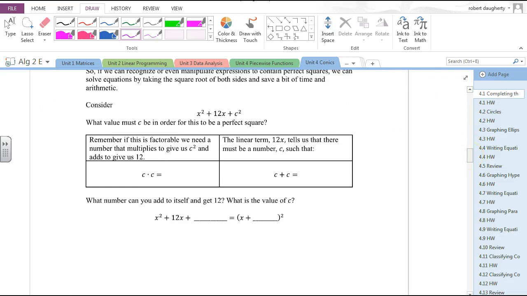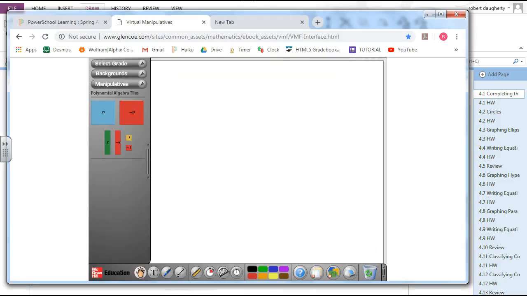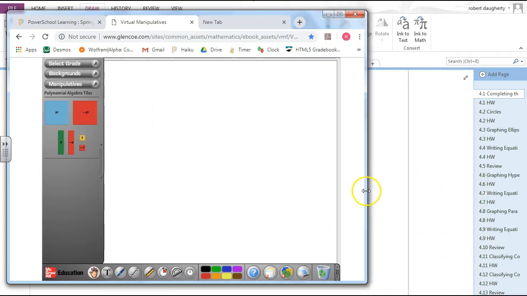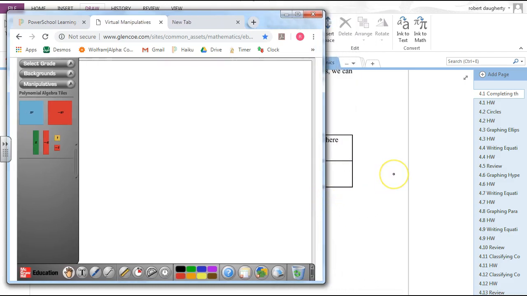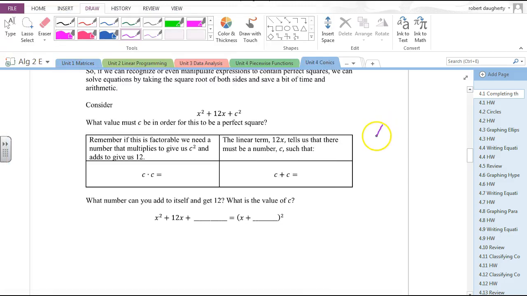So real quick, let's take an aside and look at something like x squared plus 6x.